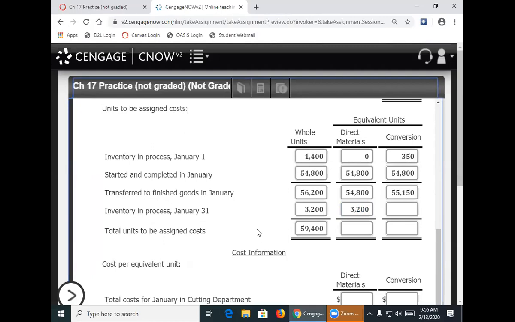And again, this is because we added all the materials at the beginning of the process. That isn't always the normal assumption, but in this class, we're going to make it that way. Otherwise, it gets really confusing.